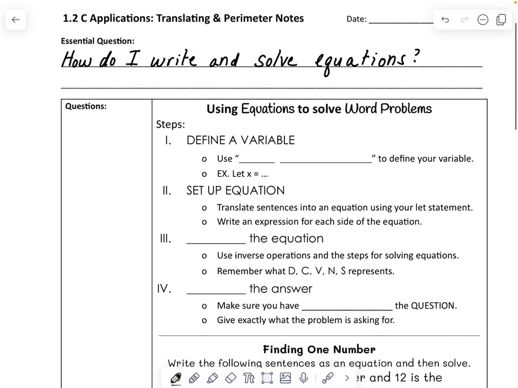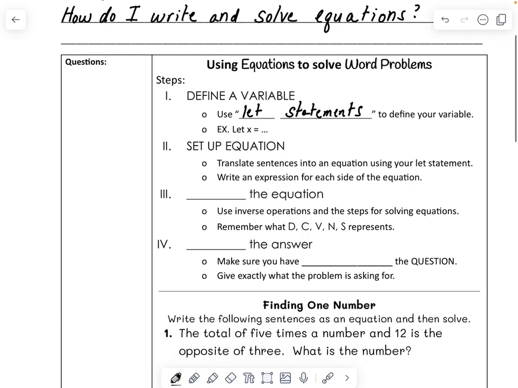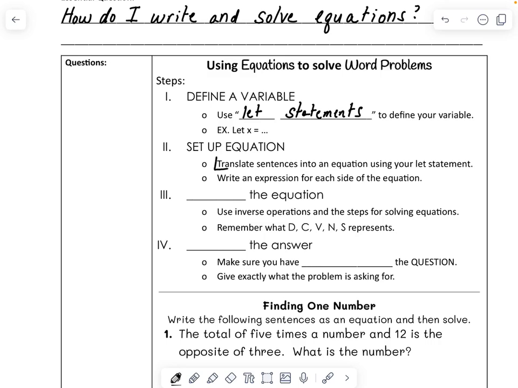So first, let's go through the steps. First, you're going to define your variable. So use let statements to define your variable. Then you're going to set up your equation. Translate sentences into an equation using your let statement. Write an expression for each side of the equation.